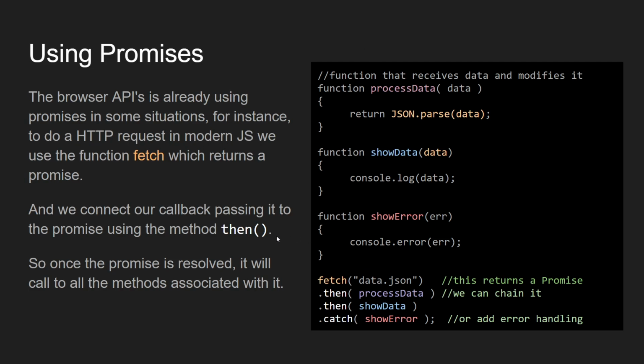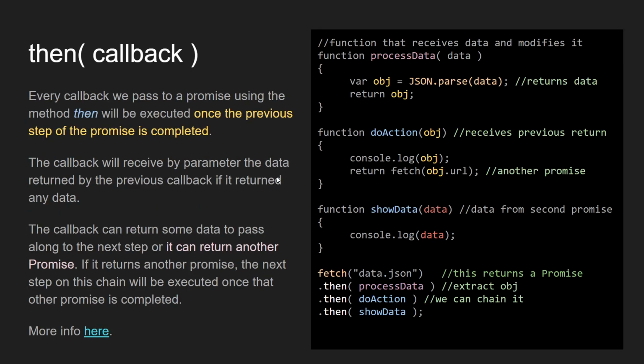So how can you construct a promise attached to some callback, some event? Just to see the syntax.